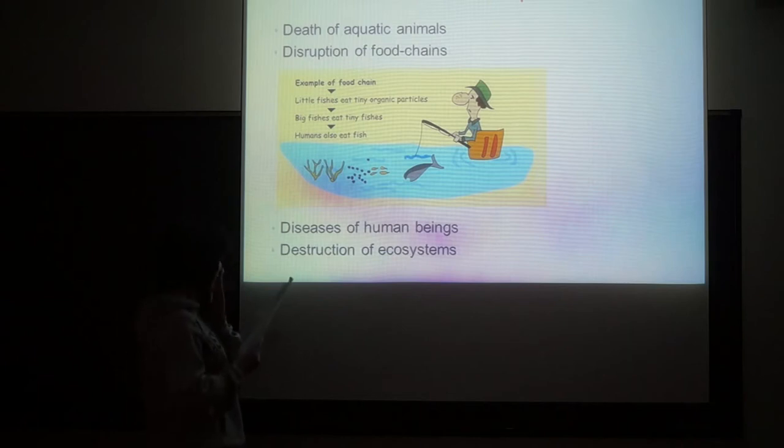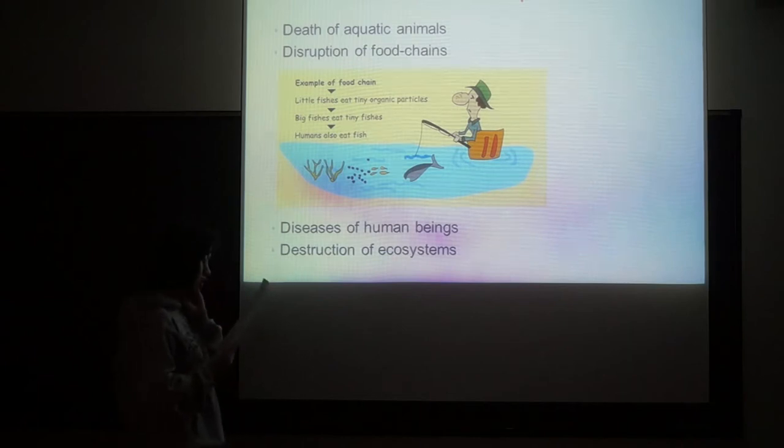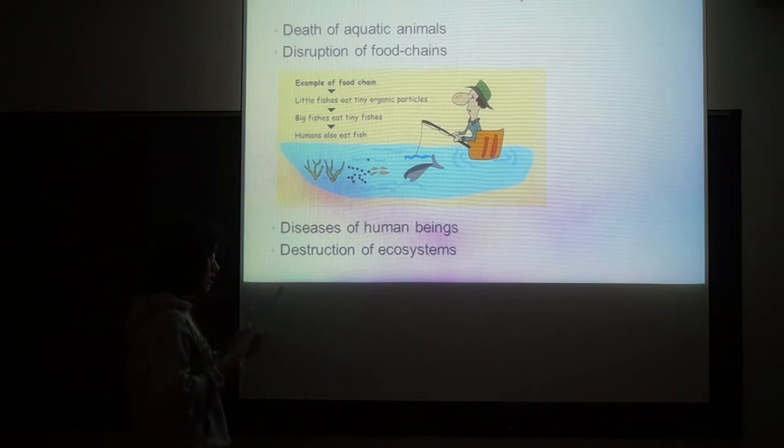And the second one is the food chains. Pollution disrupts the natural food chain as well. Pollutants such as lead are eaten by tiny animals, and later these animals are consumed by fish and shellfish. And the food chain continues to be disrupted at all higher levels.